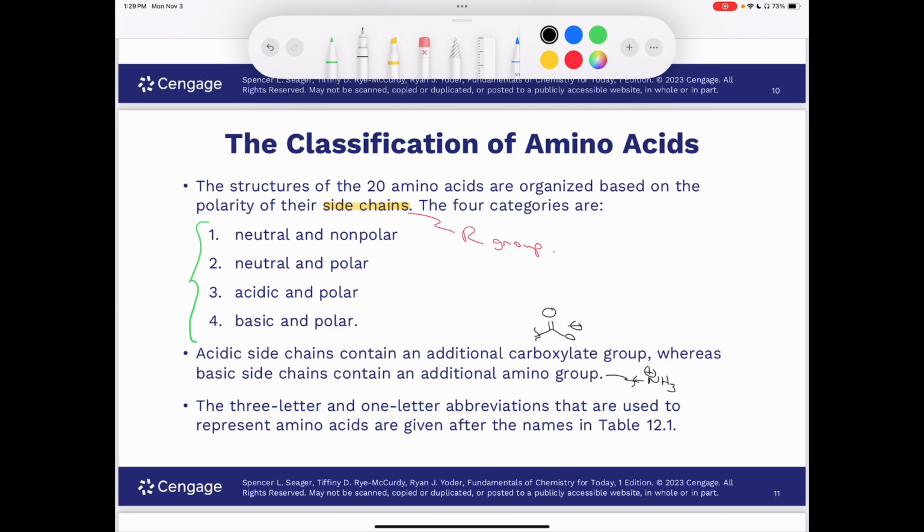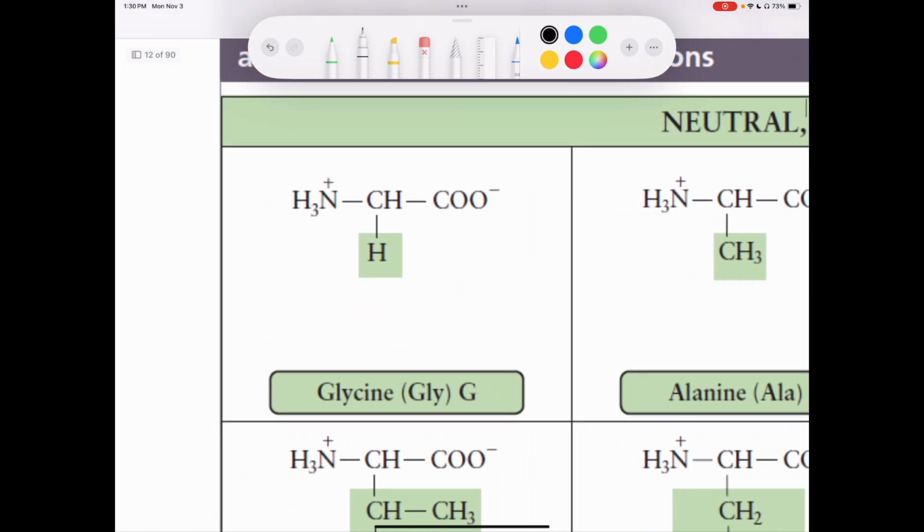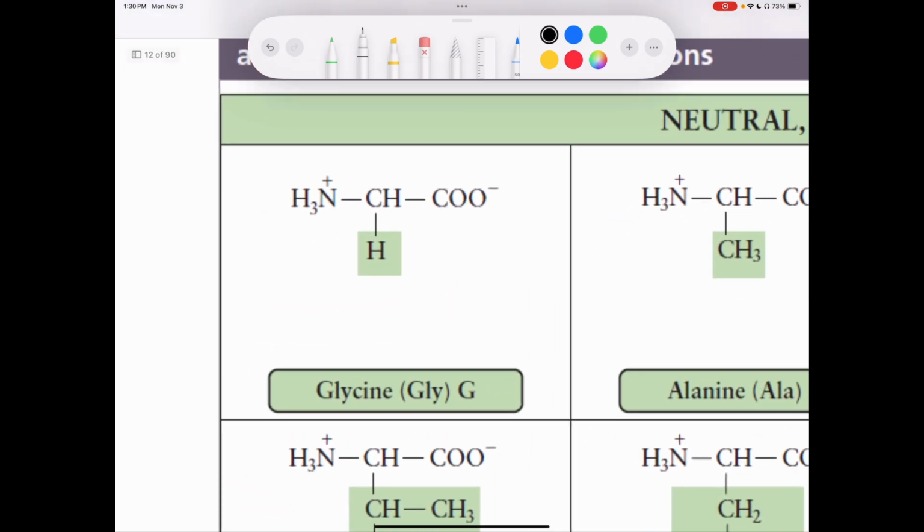And when it comes to amino acids, just to make representing them quick, we have both three-letter and one-letter abbreviations that we use to represent them. Okay, so let's start with the neutral and nonpolar amino acids. So again, none of these R groups have a charge, and none of them are polar. So we're going to start with glycine, where the R group is a hydrogen. So again, notice that what they're showing here, this is the alpha carbon. So when R is equal to an H, it's a glycine.